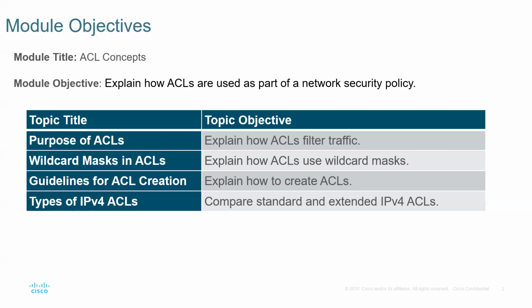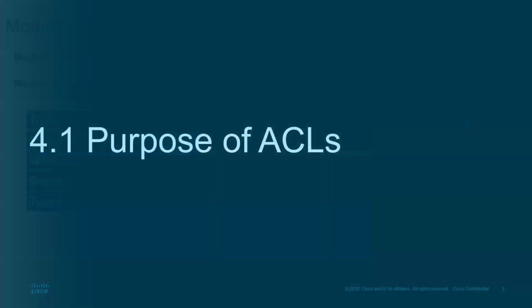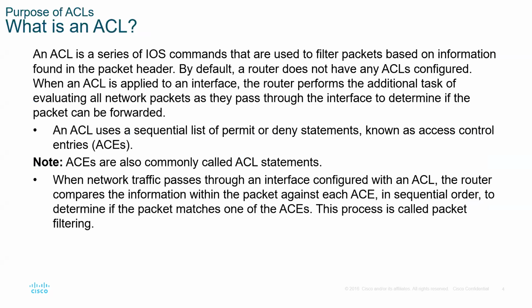Now, module objectives: we're going to explain how ACLs filter traffic, how we use wildcard masks, then explain how to create ACLs, comparing standard and extended IPv4 ACLs. Purpose of an ACL. What is an ACL? It is a series of commands that are used to filter traffic based on information found in the header. By default, a router does not have any ACLs configured.